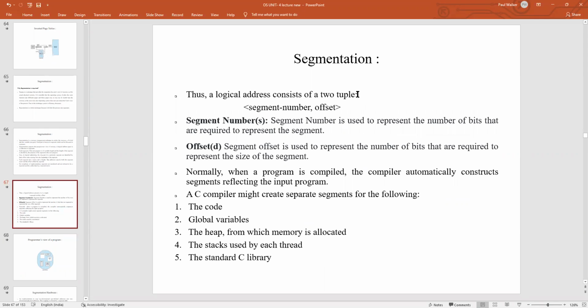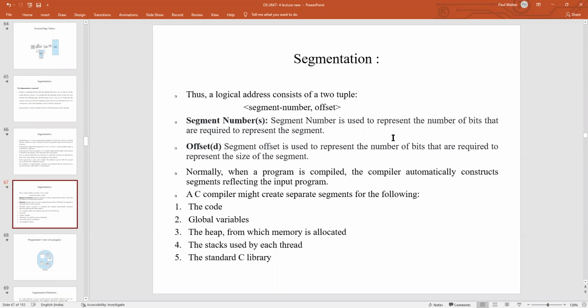So this is a logical address containing two tuples. One is the segment number, another one is the offset value. Segment number is used to represent how many bits are required to represent a segment. For example, if a segment needs 10, it represents 10. So the next one is the offset value. Offset is used to represent how many bits are required to represent the size of a segment.